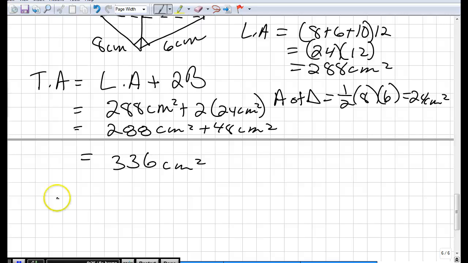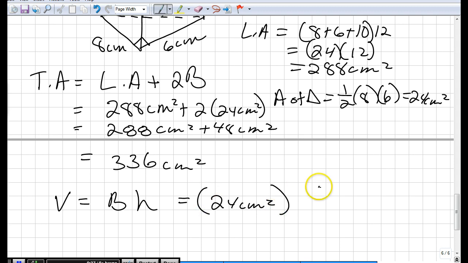Now let's find the volume. Okay, so the volume is the base area times the height. Well, the base area is 24 centimeters squared. The height was 12 centimeters. Okay, and so the volume is going to be 288 centimeters cubed. Volume is always cubed. So there are some quick examples, and we are done.